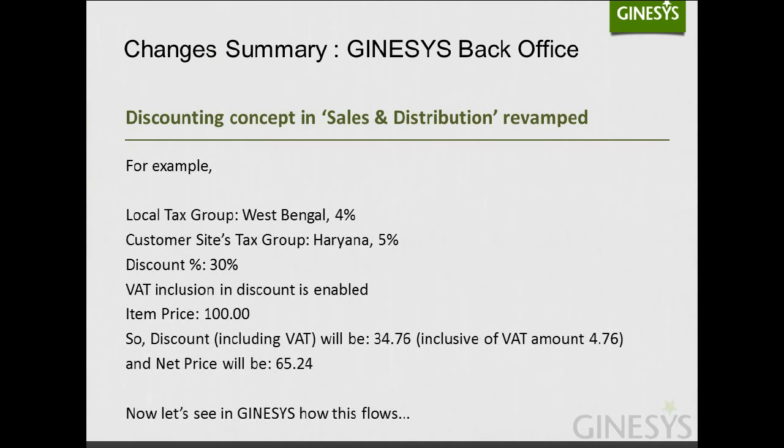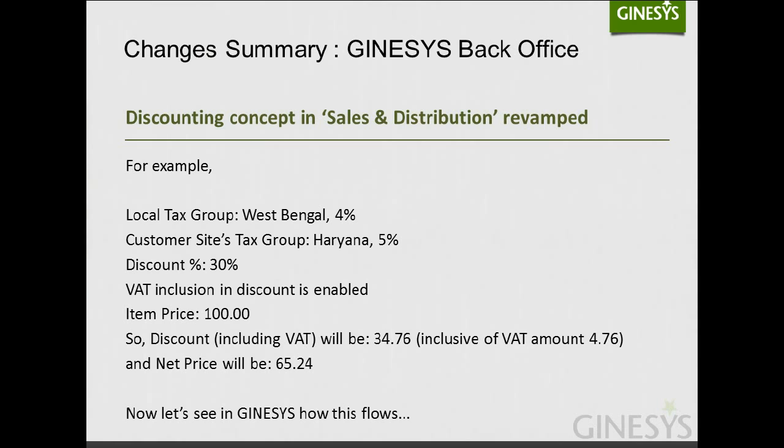For example, the local tax group is West Bengal and its rate is 4%. The customer site's tax group is Haryana and its rate is 5%. The discount percentage which we want to provide is 30%, and VAT inclusion in discount is enabled. Let's suppose the item price is 100 rupees. So the discount including VAT will be 34.76, inclusive of 4.76 VAT amount, and the net price will be 65.24.